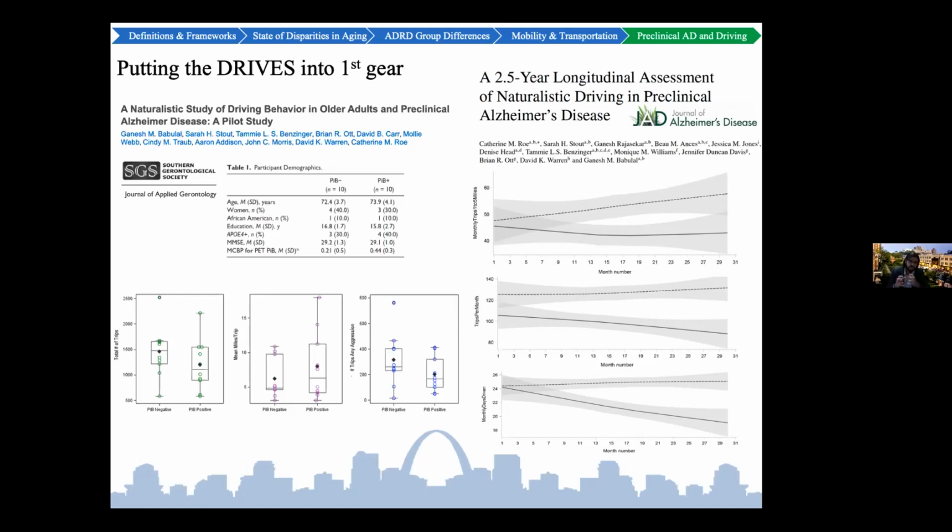But what we did start to see were trends where the preclinical AD positive group started driving less, but they were logging more miles, they had less trips per night, and a lower number of adverse driving events like hard braking, sudden acceleration, or speeding. So you're starting to build a pattern. So fast forward 2 years later, the study to the right, we continue to collect data again on the same 20.